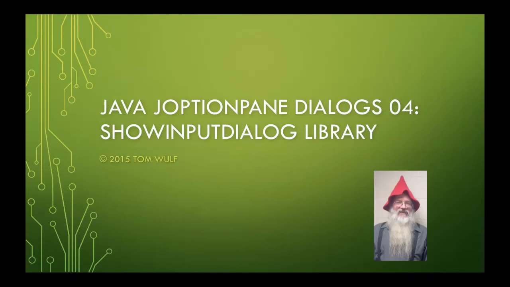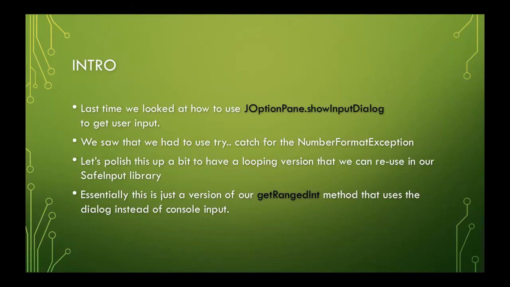We're going to continue with our exploration of the Java dialogs. Last time we saw how we could use the ShowInput dialog to get user input. And we saw that there's some complications. We have to use the try-catch block to catch the number format exception that can get thrown when we try to parse the string that we read in with the ShowInput dialog into a number.